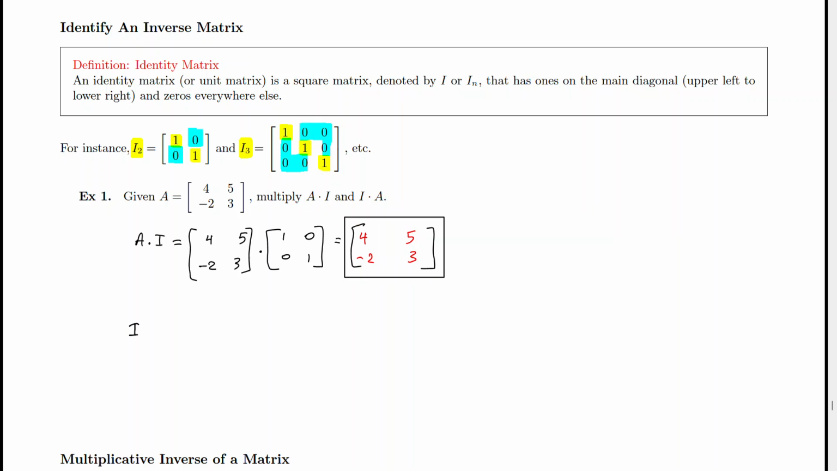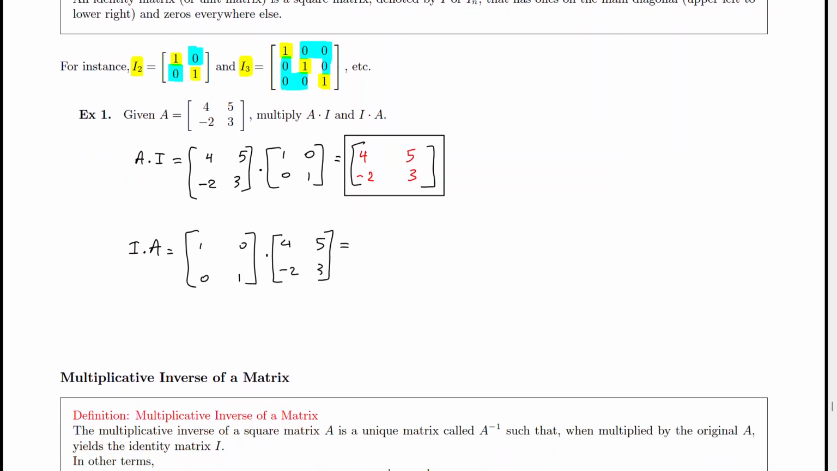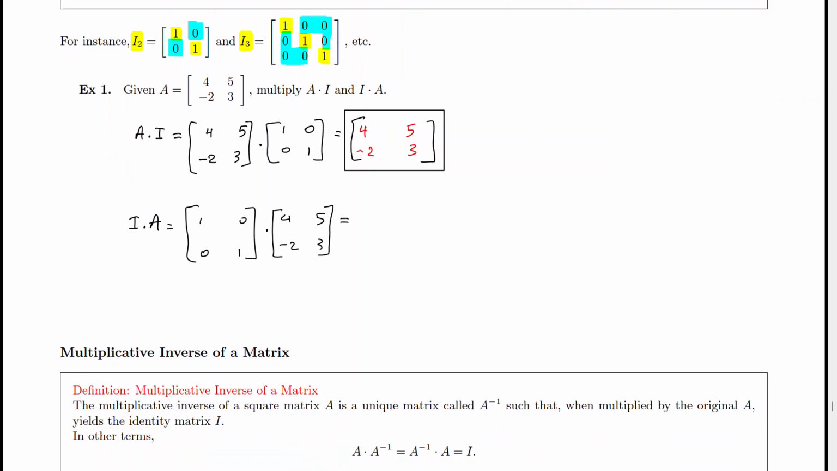Now, if we perform the product in the opposite direction, in that we put I first and then A afterwards, that means we're putting 1, 0, 0, 1 first and multiplying it with the matrix A, 4, 5, negative 2, and 3. In general, multiplication of matrices is not commutative, but we'll see that when you multiply with an identity matrix, the product is in fact going to be commutative. We should get the same result as before.